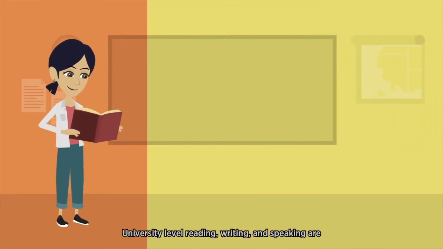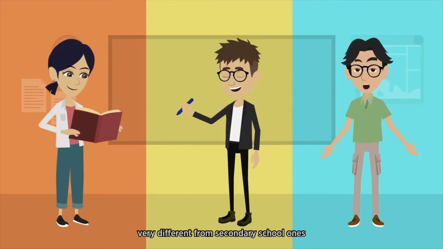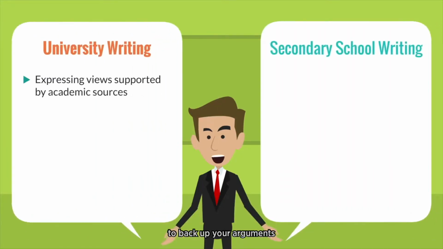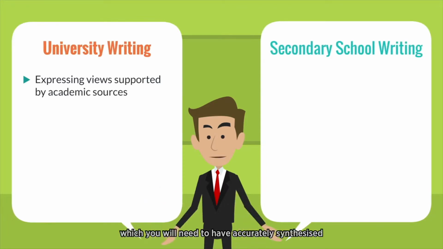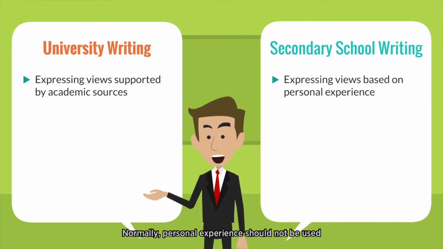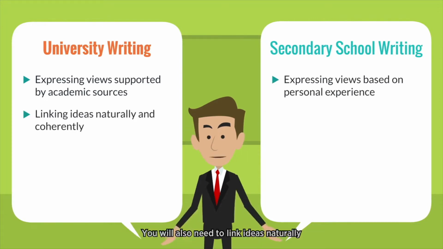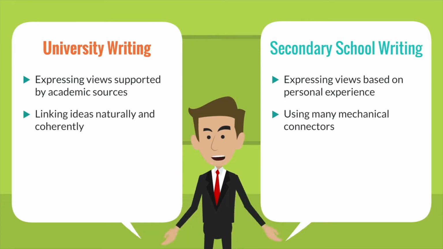University level reading, writing and speaking are very different from secondary school ones. For example, your professors will expect you to back up your arguments with a range of academic sources, which you'll need to have accurately synthesized and critically analyzed. Normally, personal experience should not be used. You'll also need to link ideas naturally, instead of just using connectors mechanically.